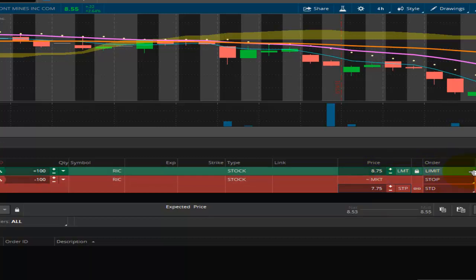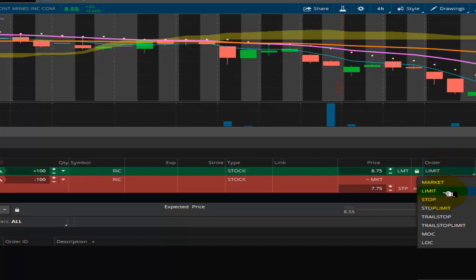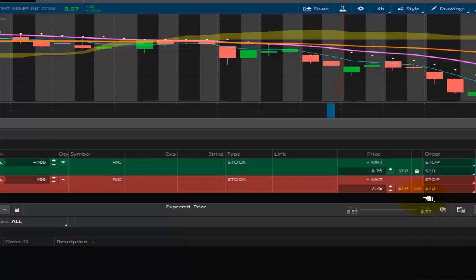All right, come over here to order. Click. See this drop down menu? You have market, limit, stop, stop limit, trailing stop limit, MOC, market on close, LOC, limit on close. All right, we want stop. When you do that, you're telling the platform, when 875 is hit, turn this into a market order and get me in the market, and that's what it's going to do. Once the stop is triggered, it basically turns into a market order.